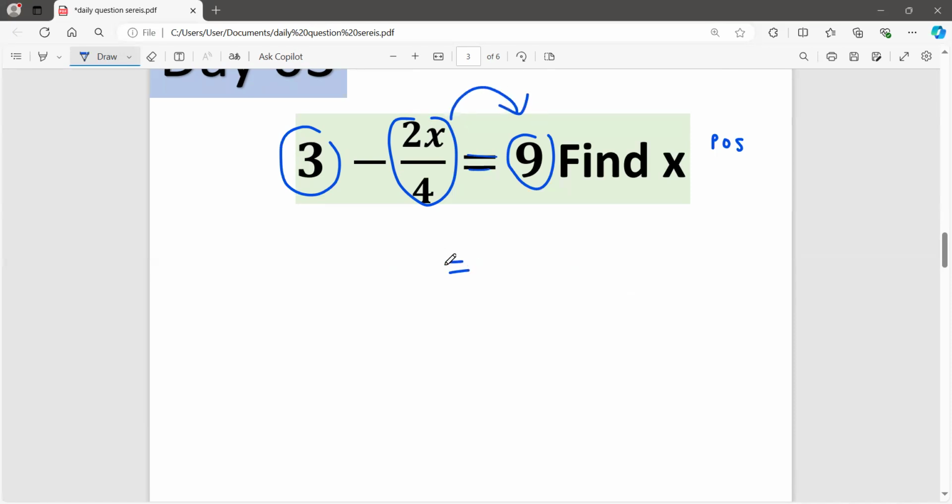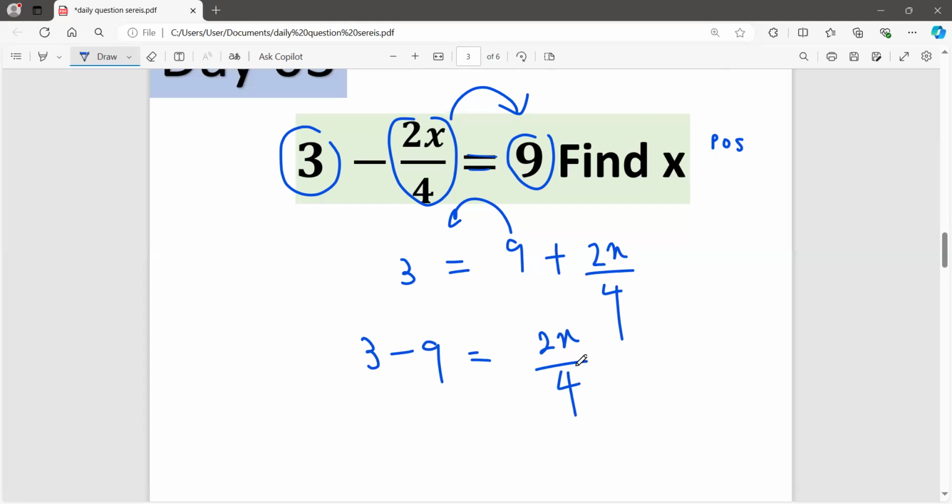So if I write the equals mark, only 3 will remain here. Already 9 is here. When minus 2x over 4 goes to our side, it becomes plus 2x over 4. Now I want to find x, so send the plus 9 to this side. Then already 3 is here. Then write 3, and the 9 coming to this side means minus 9. Then here 2x over 4. Now I can simplify this 2 and 4 and I can write here 2.